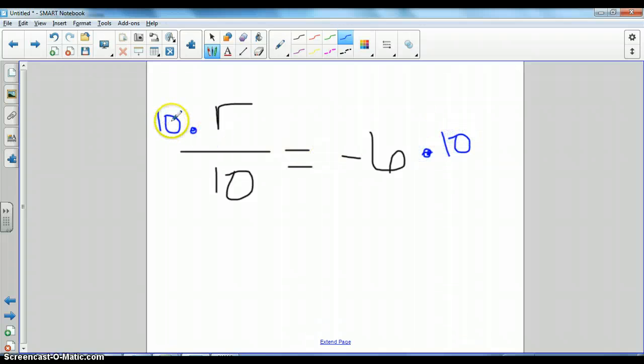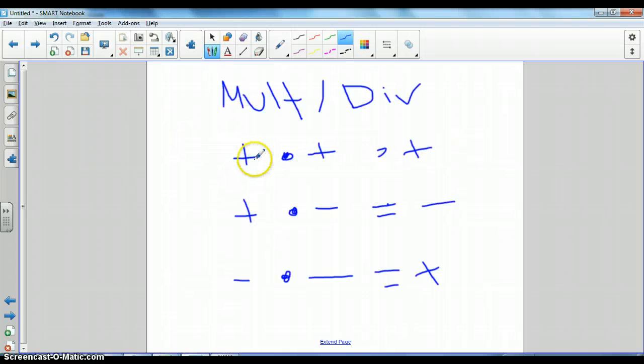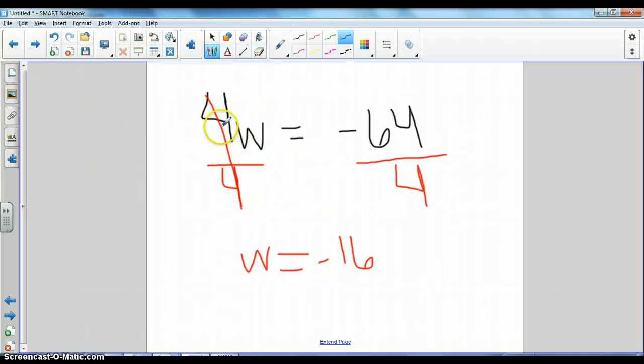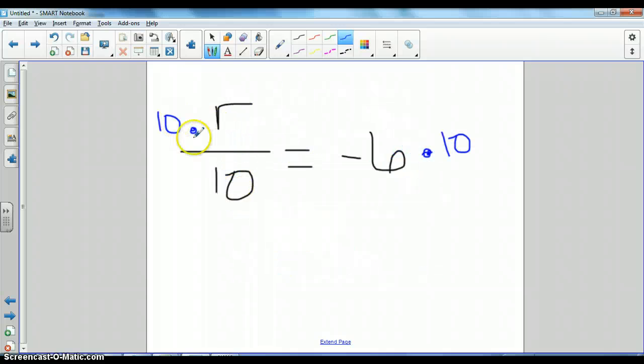Okay, when we multiply this side by 10, we have a 10 on the top and a 10 on the bottom, just like back here. One on the top, one on the bottom. They go away, they cancel each other out, and we're left with R. Okay, and negative 6 times positive 10 gives me negative 60.